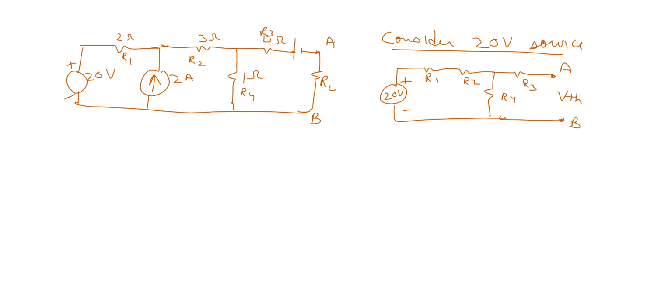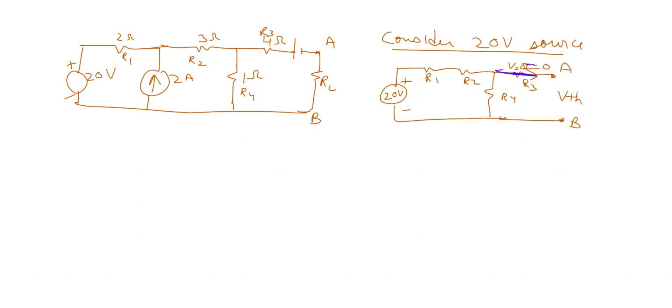Since this is open, current here is 0. So this current is 0, voltage here is 0. So that means I can just ignore this resistance, just to simplify. Why I'm ignoring it? Because current is 0.